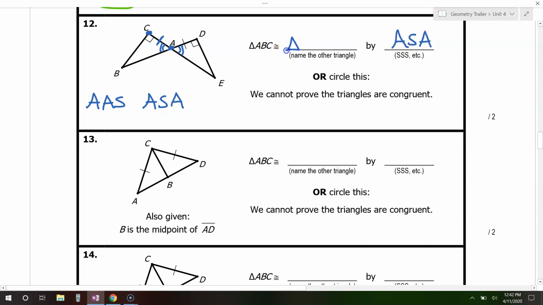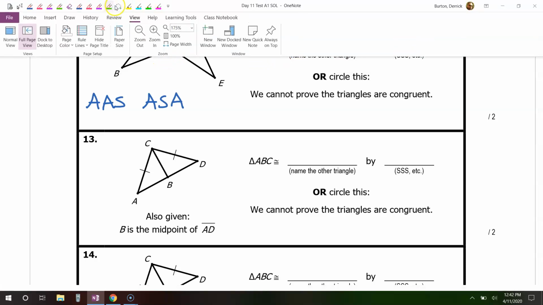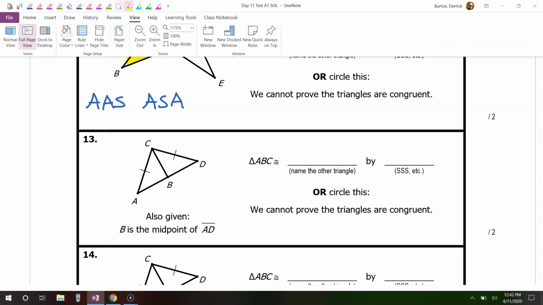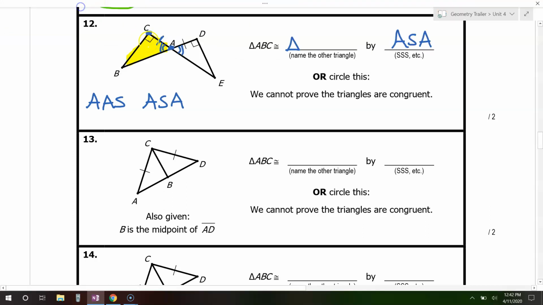Now, triangle ABC is congruent to triangle... Well, I'm going to color this so I can say the yellow angle A corresponds to the white angle A. So this A is for the white angle A. Now, angle B corresponds with angle E, and angle C corresponds with angle D.